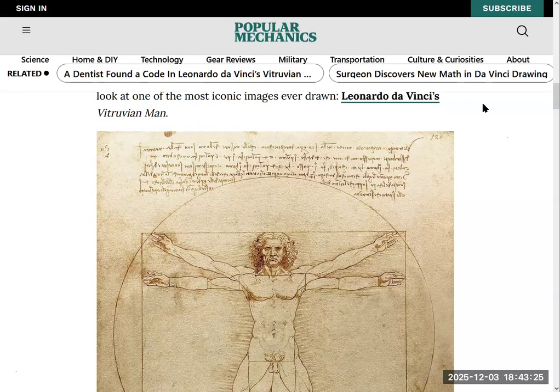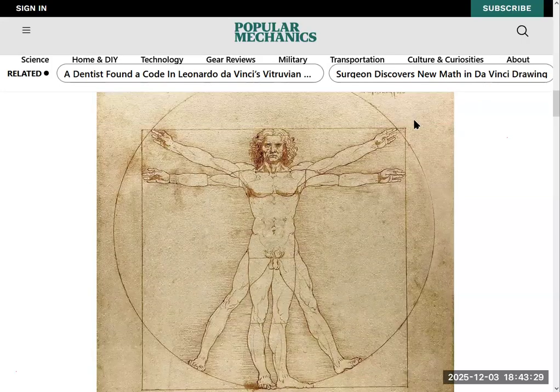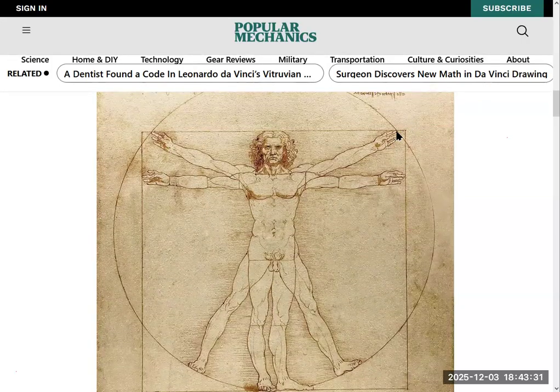Okay, so that's the drawing we saw a little while ago. We notice there's this circle around here, and that his fingers are just touching the edges of the circle, whilst his feet are standing on the edge of the circle, and he somehow fits inside a square too at the same time, somehow.